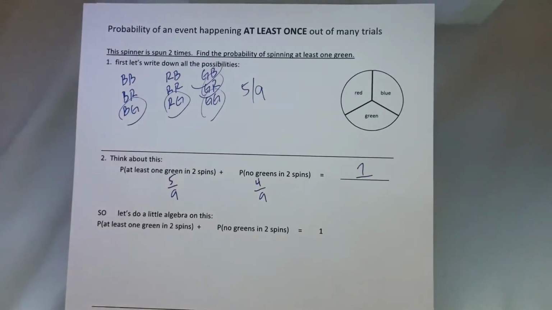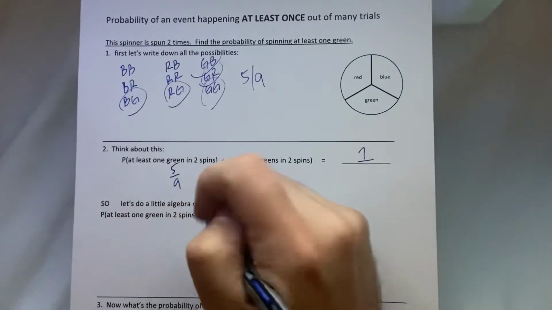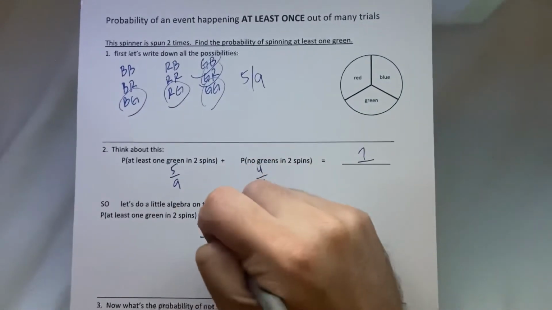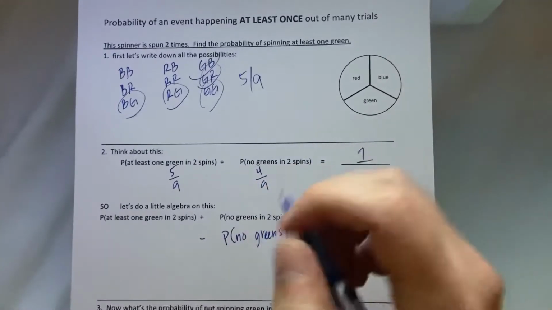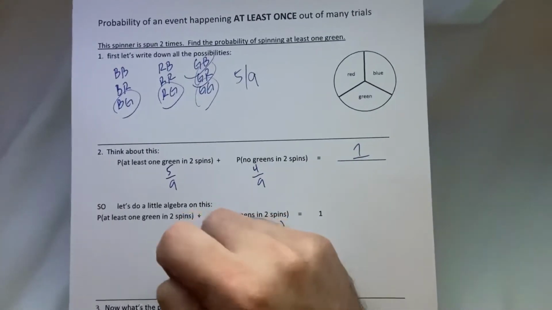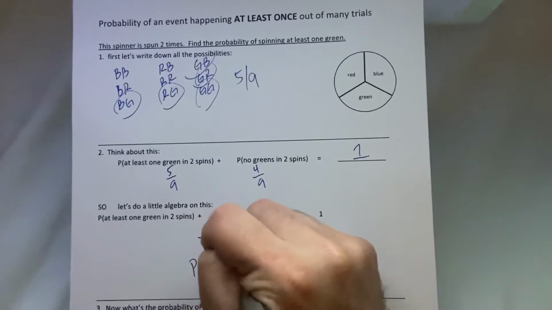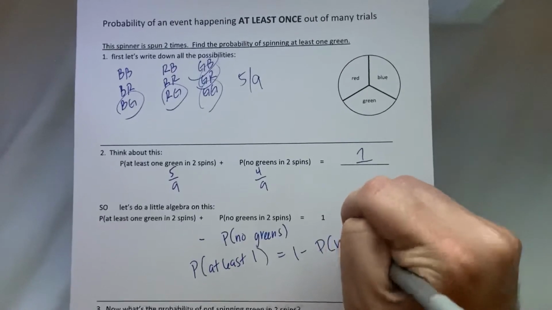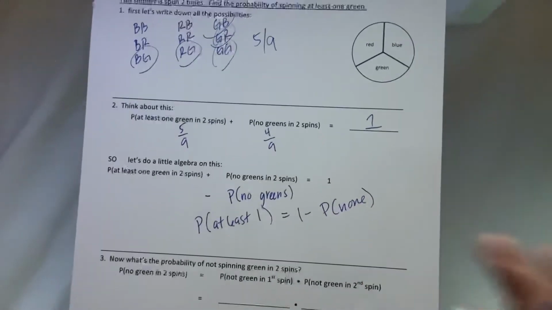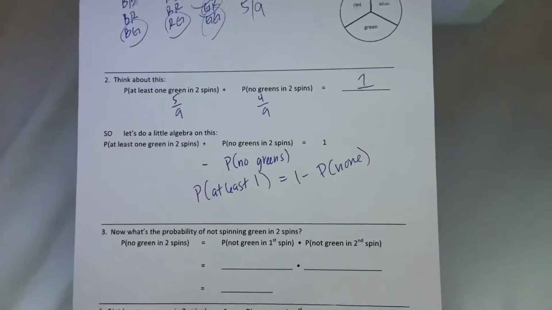So sometimes it'll be easier to find the probability that there are no greens algebraically and then subtract that from 1. So let's subtract the probability of no greens from both sides. That means the probability of at least 1 is equal to 1 minus the probability of none, generally. This is always true.